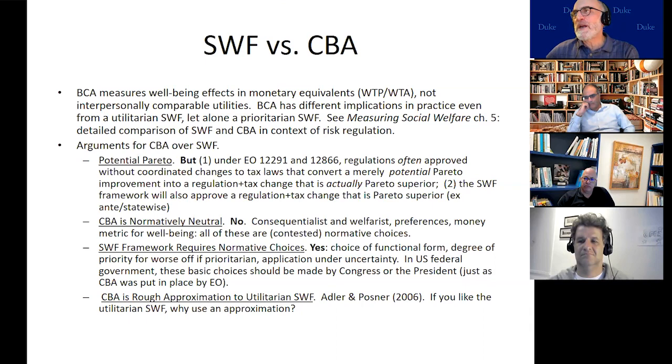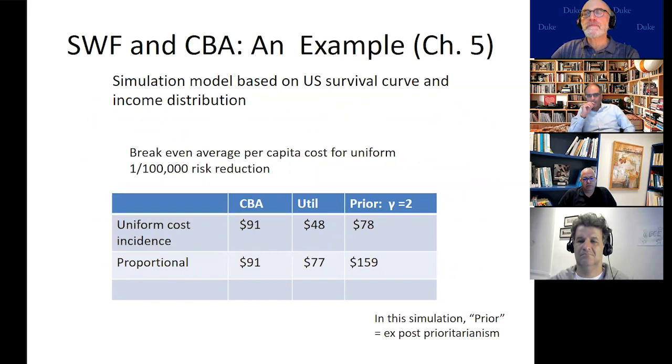And indeed, I hope that President Biden is going to push the cost-benefit apparatus in the United States to improve on cost-benefit. Okay, so here's an example from the book. There are a couple of things I was trying to do in this chapter in the book. One is to show that this idea of the social welfare function is implementable. It's not just an academic idea.